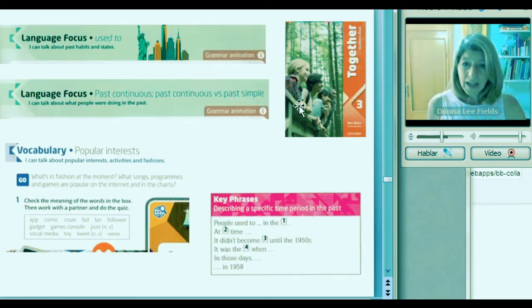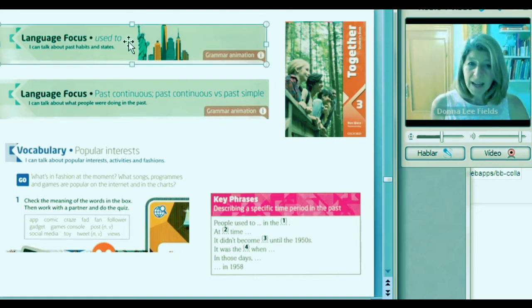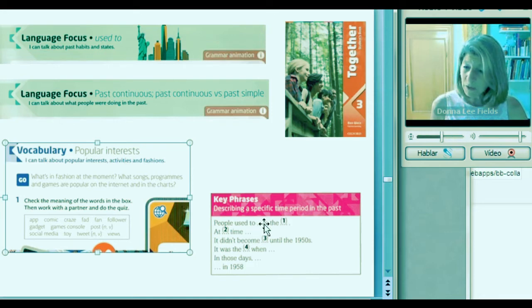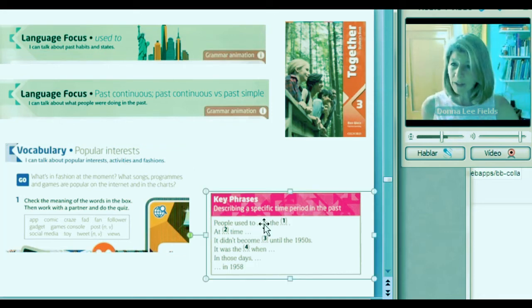We have a normal textbook. This is an Oxford book because I do a lot of work with Oxford. I'm very honored to be working with them. And for instance, in one of their chapters, they have the grammar focus is used to, another one is past continuous and past simple. We have some vocabulary that they're supposed to know in this chapter and some key phrases. So we're going to use this to do brainwriting.